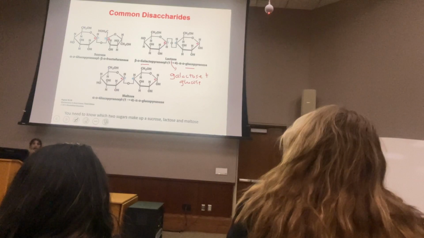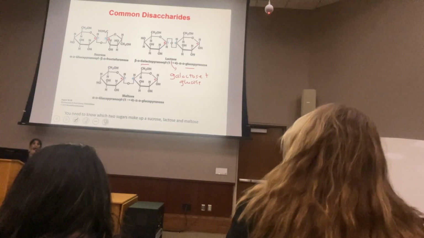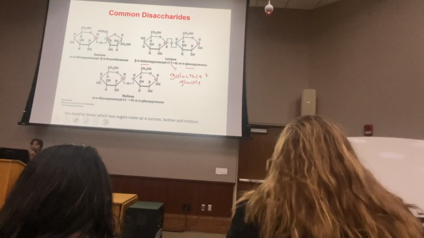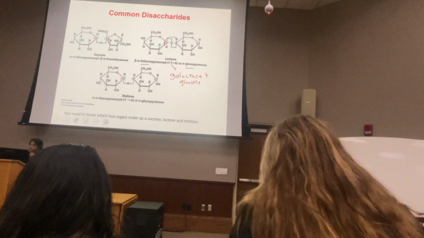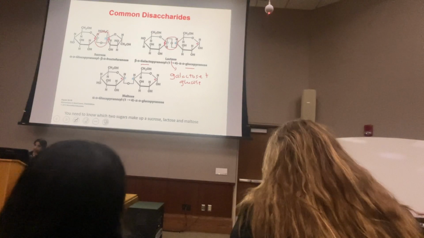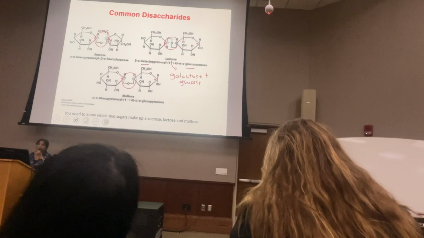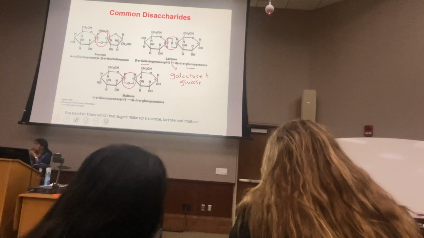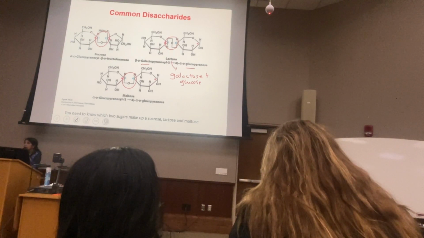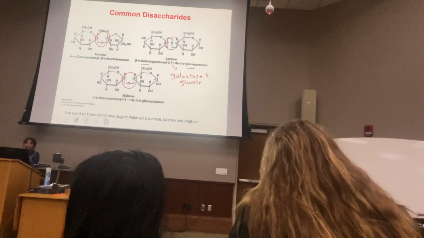They're all O-glycosidic bonds, right? Any disaccharides that you build together are going to be O-glycosidic bonds. And you see that O-glycosidic bond here, an O-glycosidic bond here, and an O-glycosidic bond there. All three are O-glycosidic bonds. It doesn't matter what disaccharide it is, they're all going to be O-glycosidic bonds. That's how they're going to join.